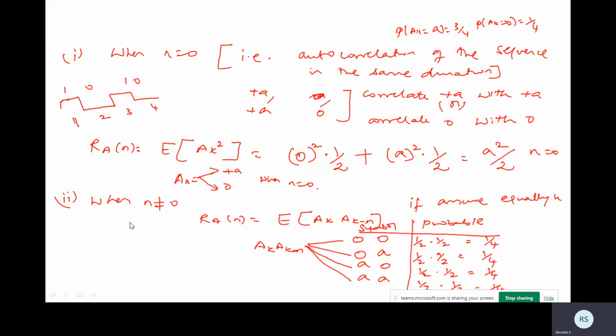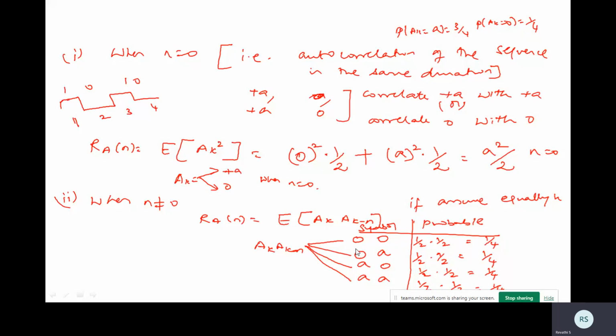When n is not equal to 0, we are concentrating on two different intervals. When we are concentrating on two different intervals, we came to know that both the intervals may be 0 0, 0 A, A 0, or A A.